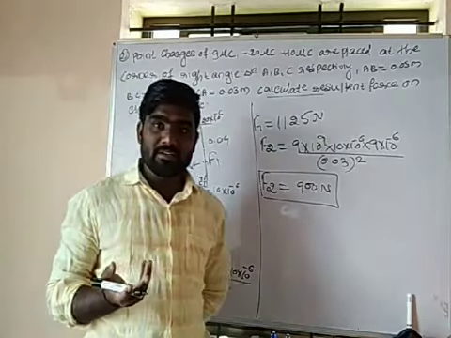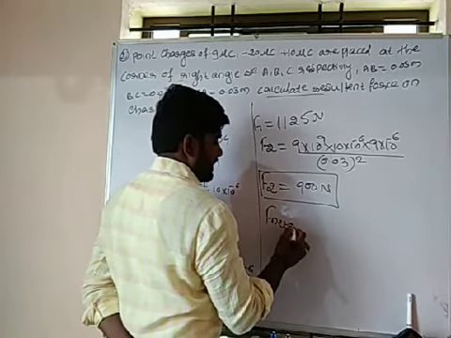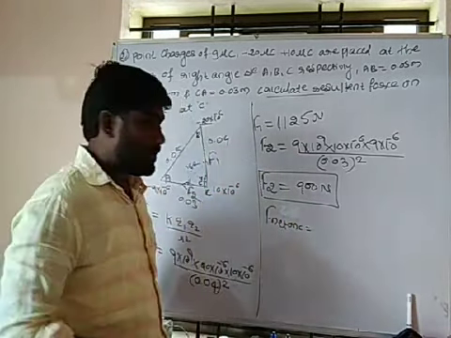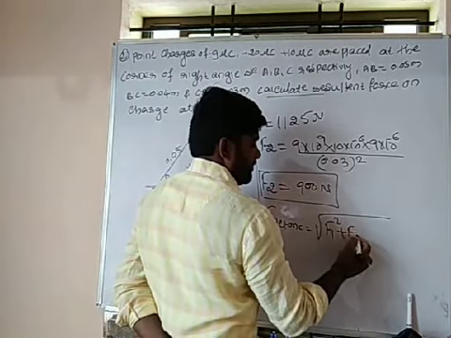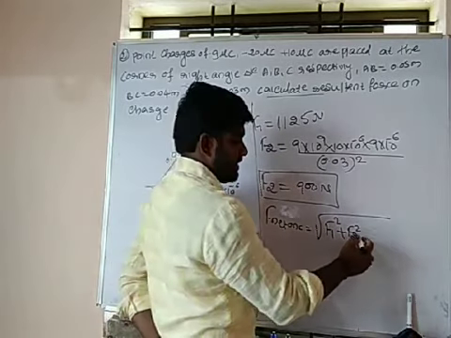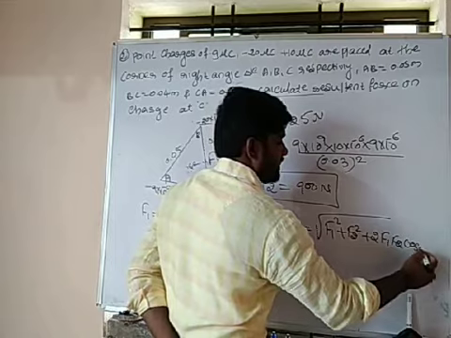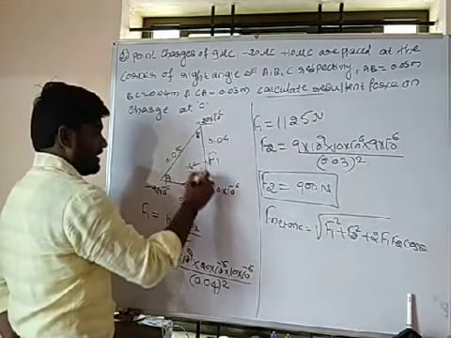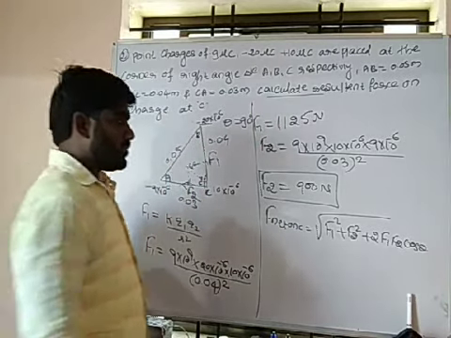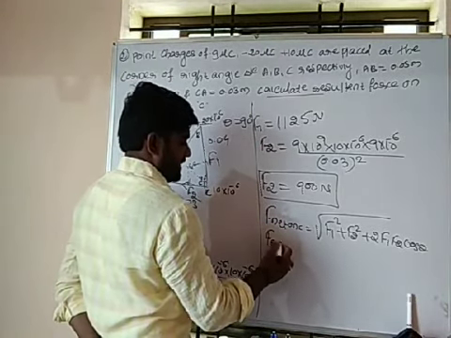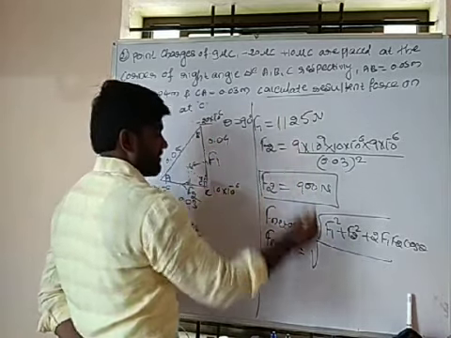F1 we have calculated, F2 we have calculated. Then how to calculate the resultant F? This F net on C is equal to root of F1 square plus F2 square plus 2 F1 F2 cos theta. What is theta here? Theta is equal to 90 degree. So this F net on C is equal to root of F1 square.